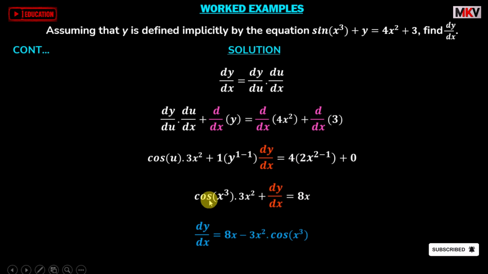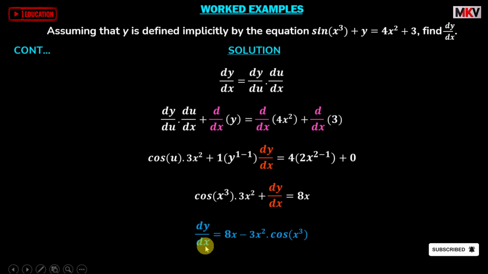So after differentiation, we're having cos of x cubed, where the x cubed is from the u that we replaced earlier. Then we have 3x squared plus dy/dx. The dy/dx is from differentiating the y. Y to the power 0 is 1. So this is equal to 8x. We subtracted 1 from 2, giving us 1, then we multiplied 2 by the 4, giving us 8.